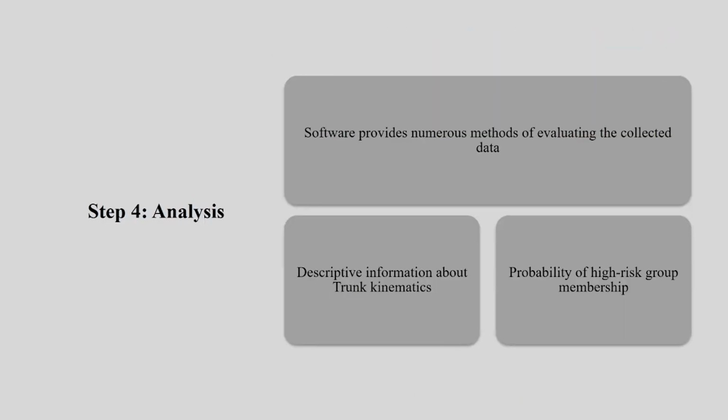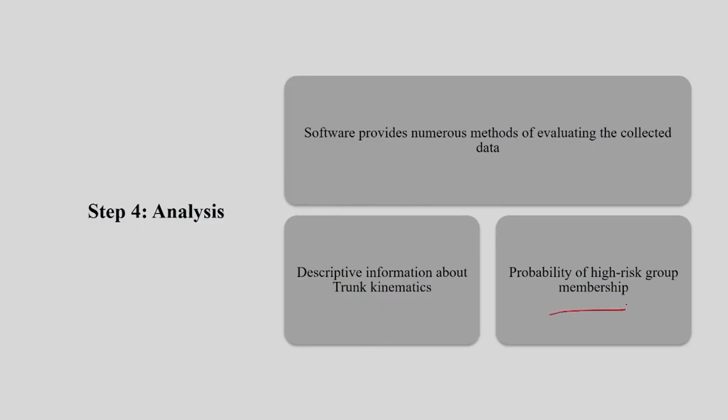What will the software analysis have? It will have two major components. One is the descriptive information about the trunk kinematics, so all the descriptive information, and then the probability of high risk group membership. You have a group of people from whom you are going to collect data, and it is going to give you this information.